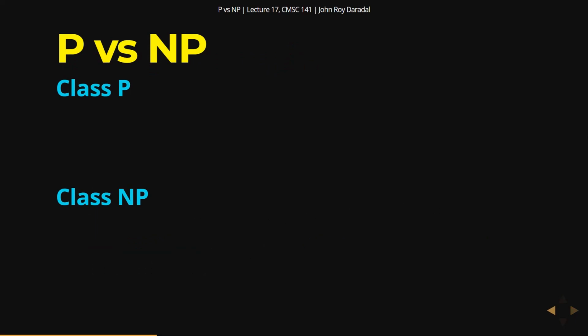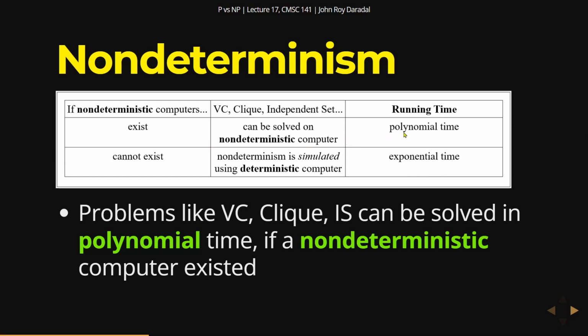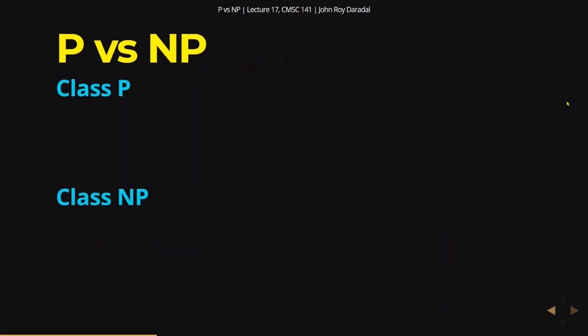So this naturally transitions us to the two classes of problems, P versus NP. Okay, so now that we understand the difference between running in polynomial time if a non-deterministic computer existed, and running in exponential time if the non-deterministic computer did not exist, because we only simulated it on a deterministic computer, this is now a good time to introduce the P versus NP classes.